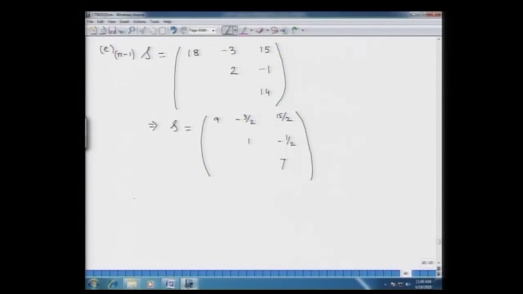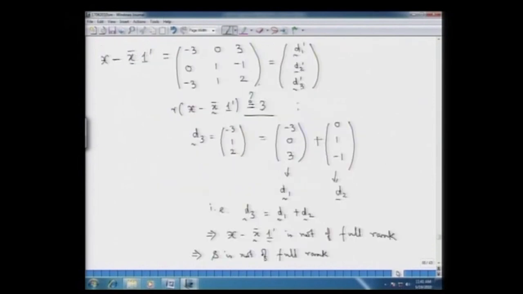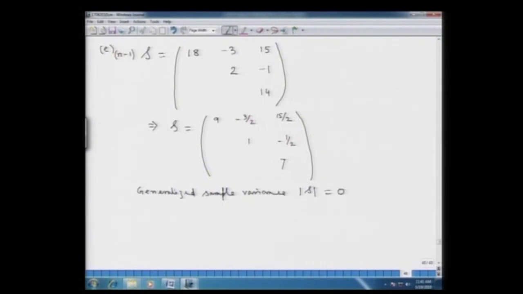Right. Now, we are trying to find out what is the generalized inverse and the total sample variance. So, generalized sample variance is nothing but the determinant of this. Now, we do not need to compute explicitly the determinant of this, because what we have already proved is that S is not of full rank. So, the determinant is going to be 0.